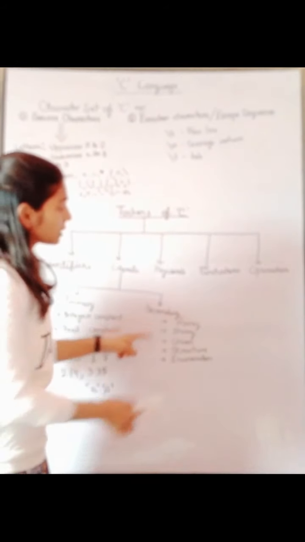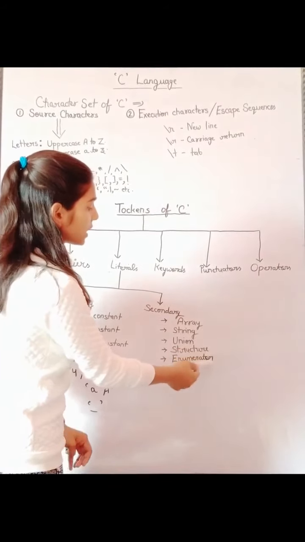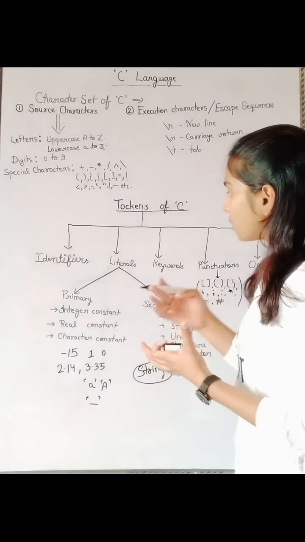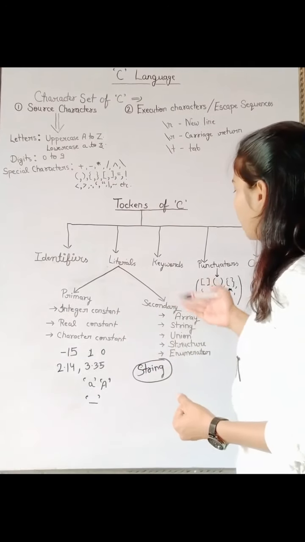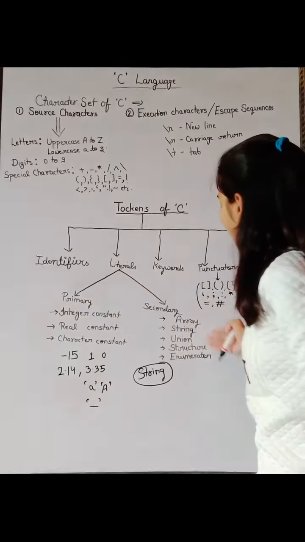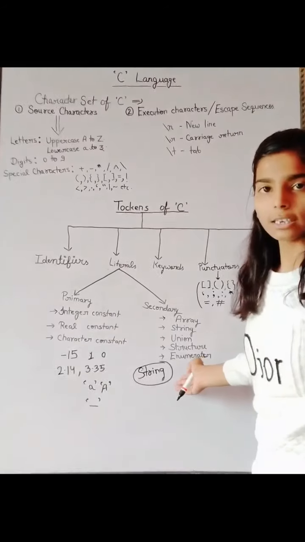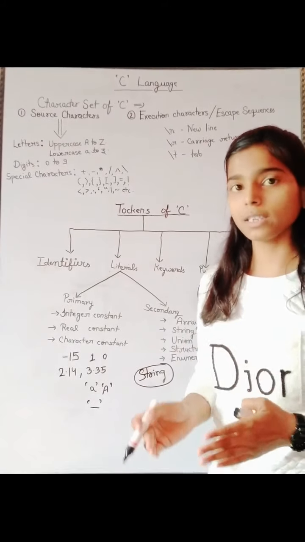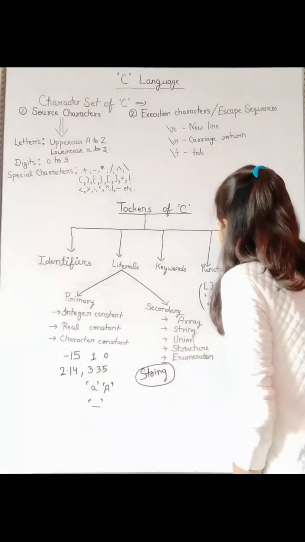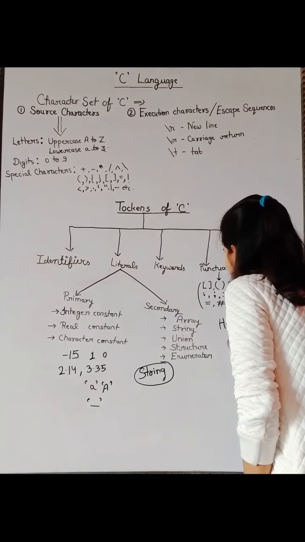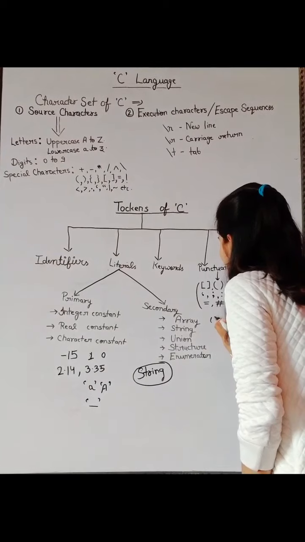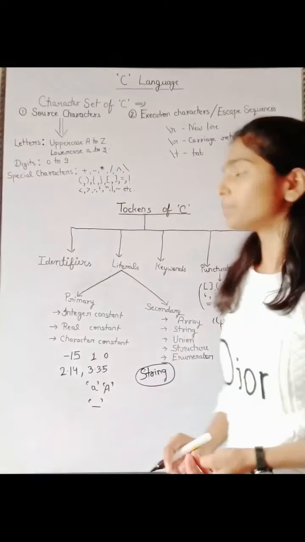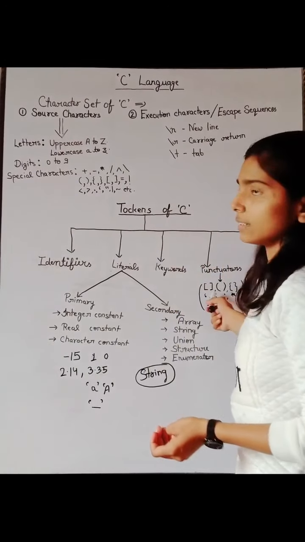And these are secondary constants such as array, string, union, structure. These secondary constants depend on the primary constants. If we have knowledge about primary constants, then we will be able to understand these secondary constants. Here I want to discuss the secondary constant called string. So what is a string? A string is a group of characters enclosed within double quotes, such as I am writing here hello and I am enclosing it in double quotes. Then it will be called a string. So got it? Okay.